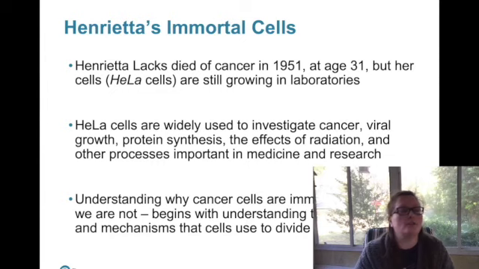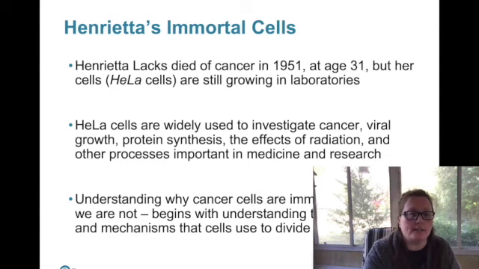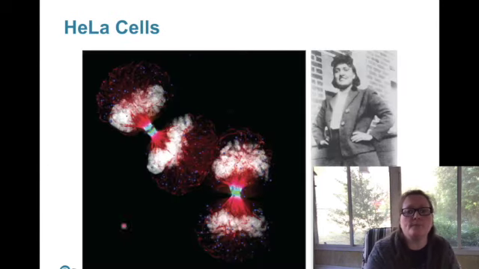Her cells were also the first human cells sent off into space to see how space travel would affect human cells. They were used to help figure out things like in vitro fertilization and a whole bunch of other stuff. So Henrietta Lacks' cells were used constantly to figure out how to do things. This is showing the cells reproducing, dividing, and this is Henrietta Lacks.